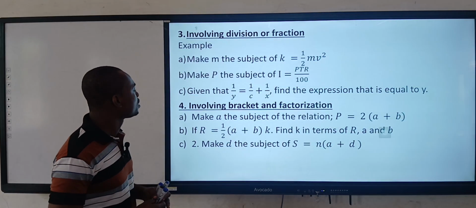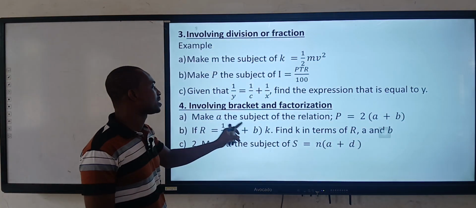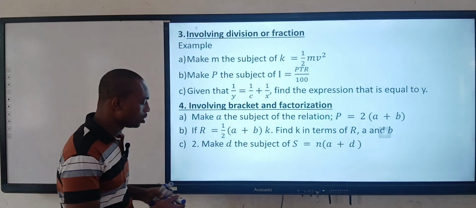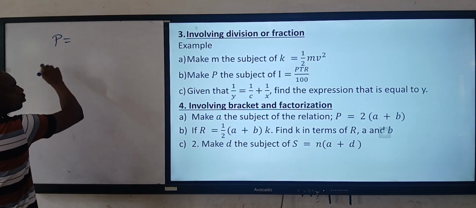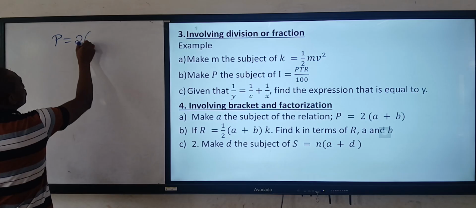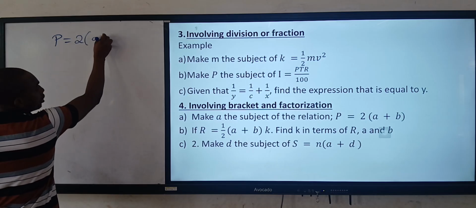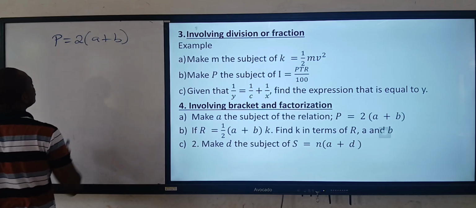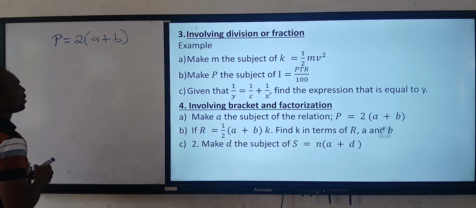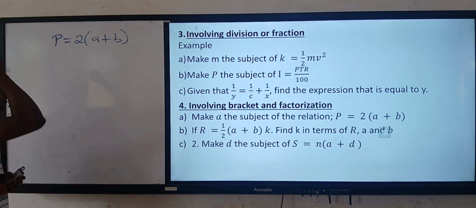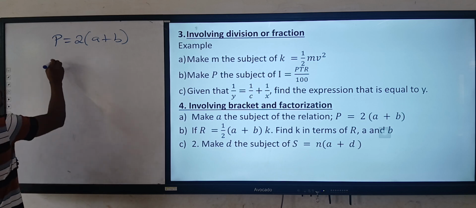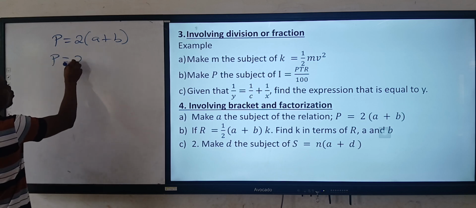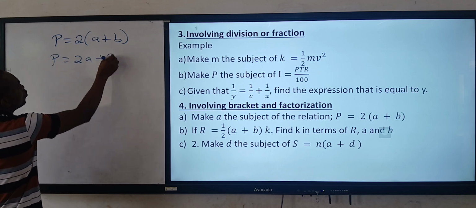So A is saying that make A the subject of the relation here. So our relation is what? P equal to 2(A + B). So if you are making A the subject, the first thing you have to do is that you expand the bracket here. So you are going to expand the bracket. So P is equal to 2A plus 2B.